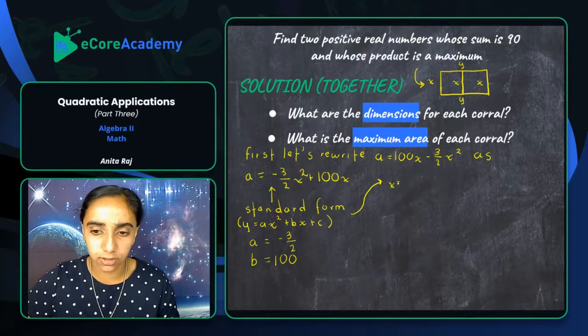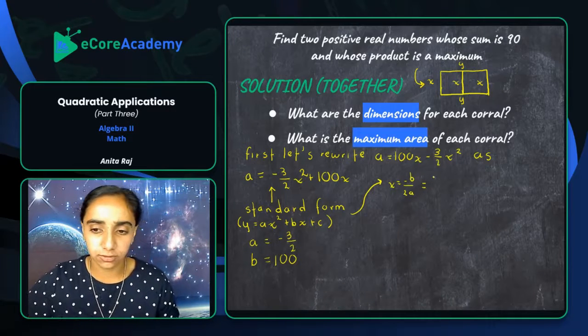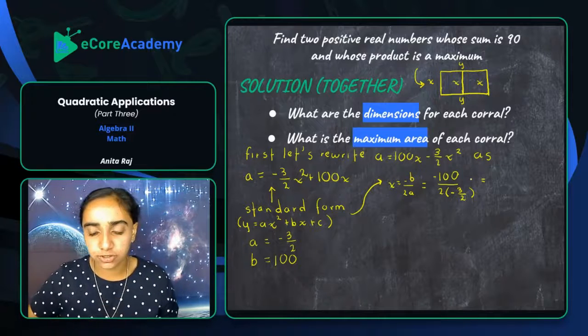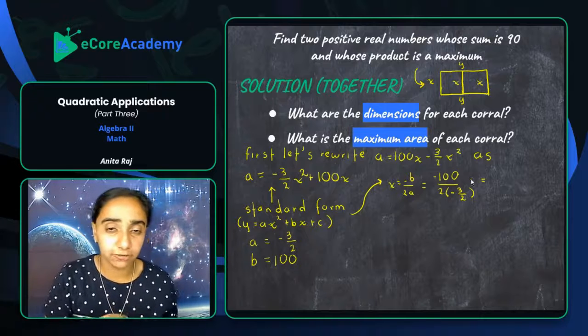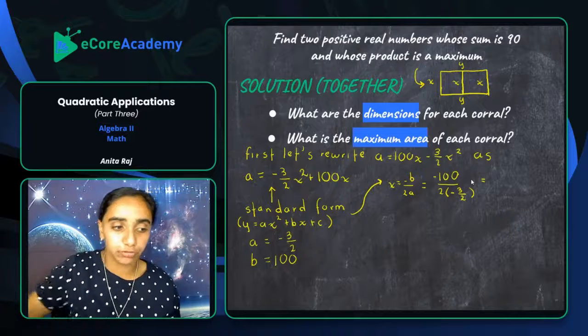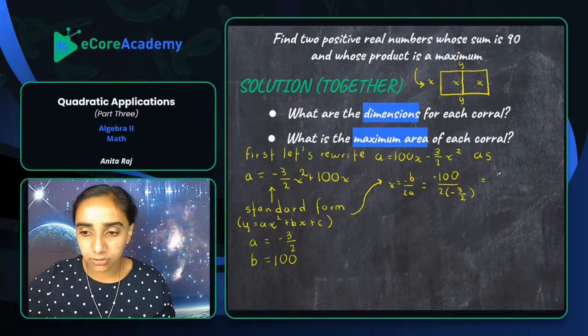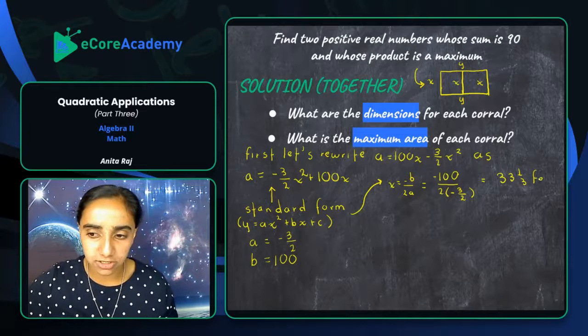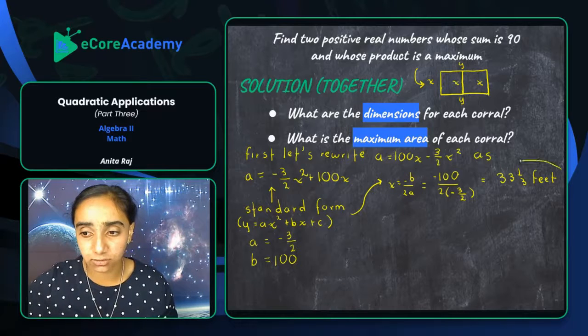Remember, x is equal to negative b over 2a, so negative b is negative 100, over 2 times a, which is negative 3 over 2. If you do all the math, 2 times negative 3 over 2 is negative 6 over 2, which is negative 3. So you get negative 100 over negative 3, and that's just equal to 100 over 3. If you simplify all that, you'll get 33 1/3, and we can just write feet. So we found out what the first dimension is. We found out what x is equal to.